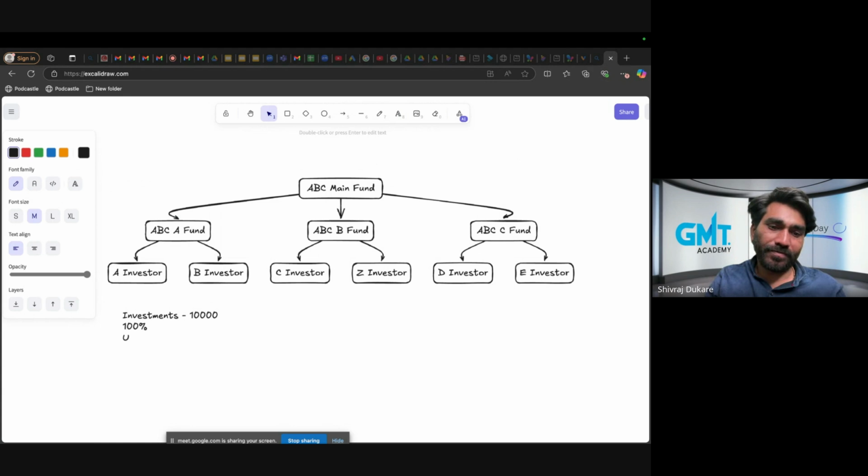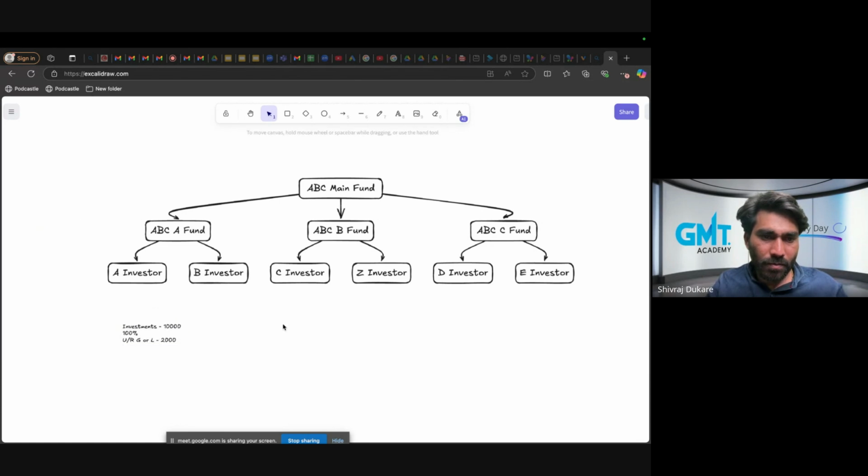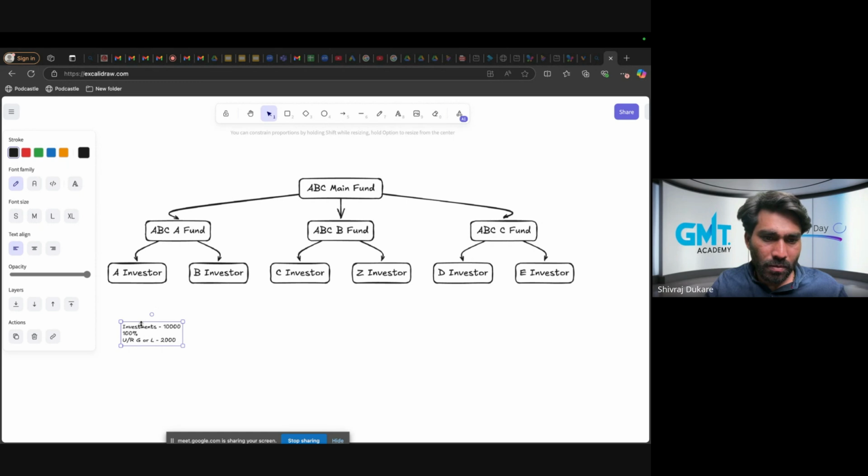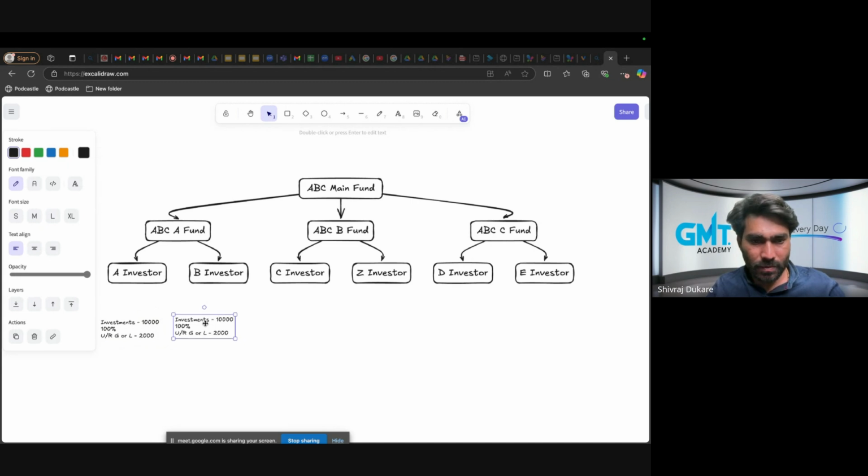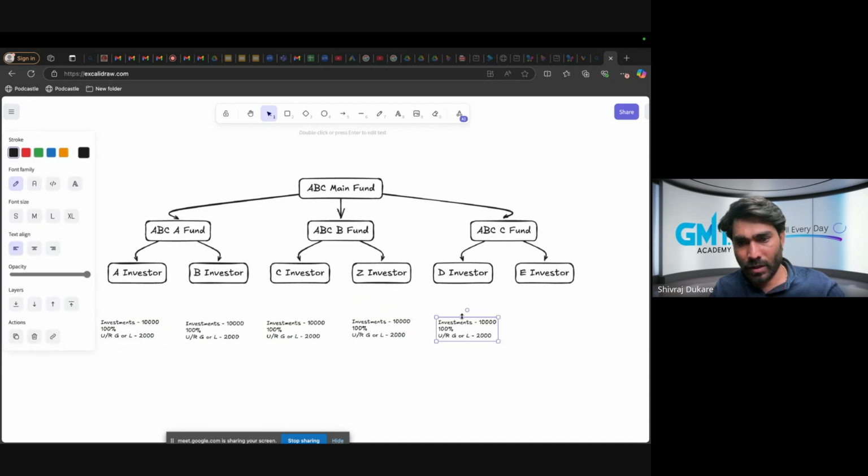And unrealized or realized gain and loss, if there is any. Let's take a hypothetical situation, 2000 USD. I'll just create this for all investors. And we are considering all investors had invested equal amounts in your fund.